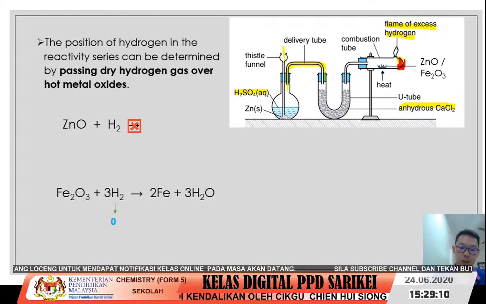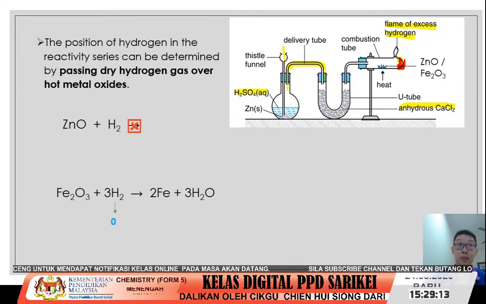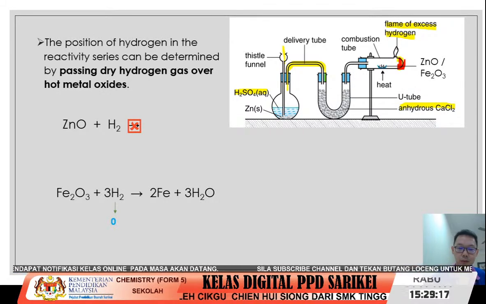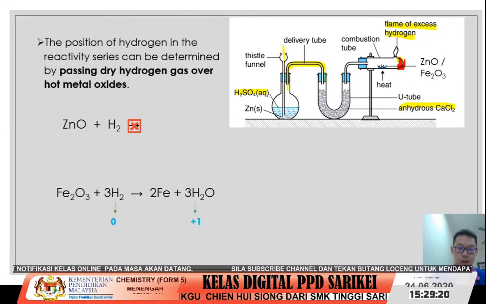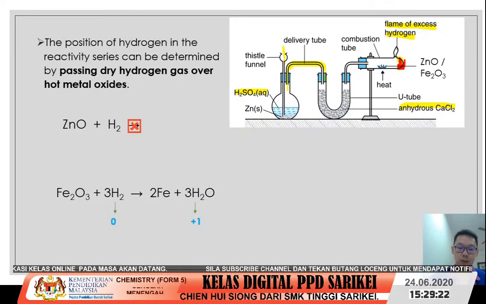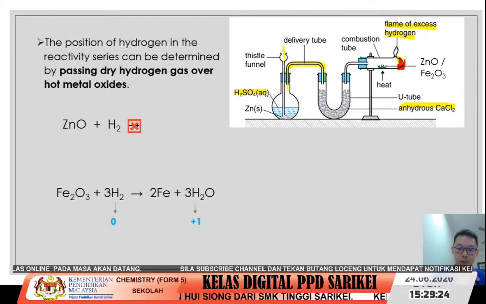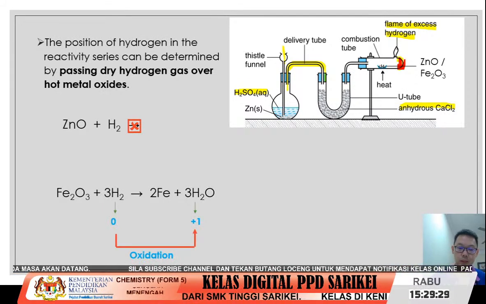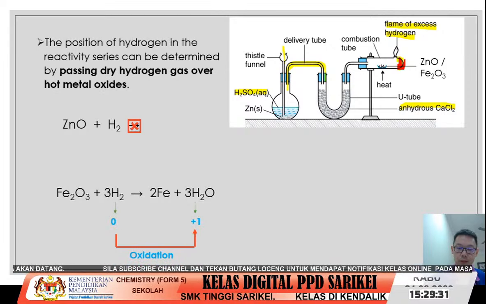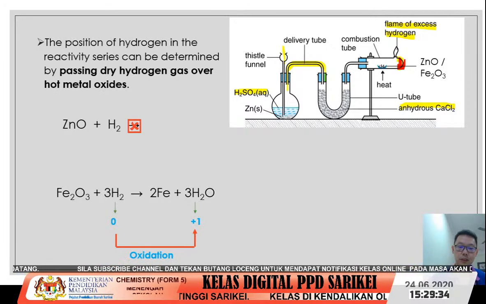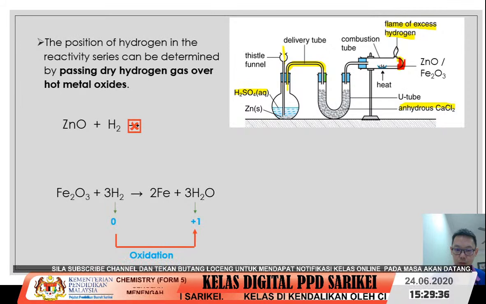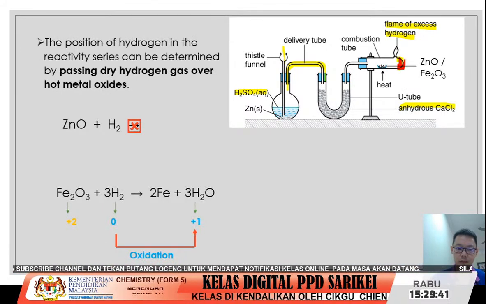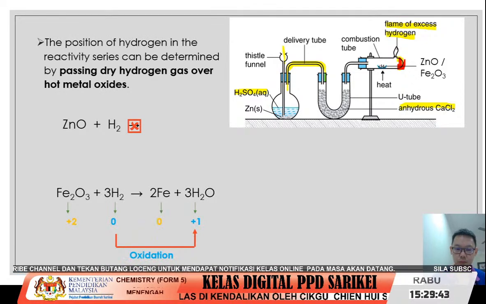We can also study this reaction in terms of redox reaction. The oxidation number of hydrogen is 0. The oxidation number of hydrogen inside the water molecule at the end of the experiment is positive 1. So there is an increase of oxidation number. So we say hydrogen had undergone oxidation. On the other hand, the oxidation number of iron changed from positive 2 to 0.